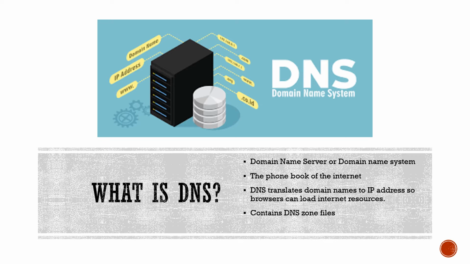Computers can only communicate using a series of numbers, so DNS was developed as something like a phone book for the internet to help translate or find the particular IP addresses. In the next bullet point you'll notice that I put: DNS translates domain names to IP addresses so browsers can load internet resources. Essentially, it allows the computer to take those words and translate them into numbers, aka the IP address, so that way the computer can understand and respond to the client request.